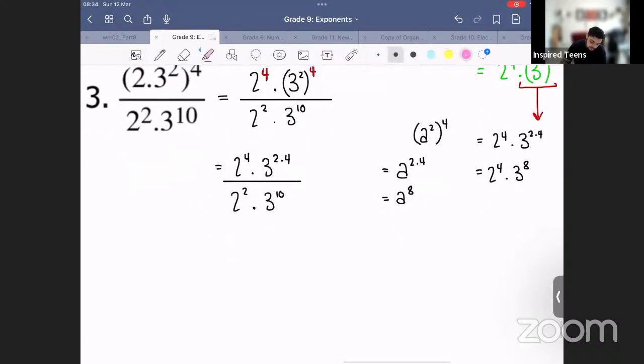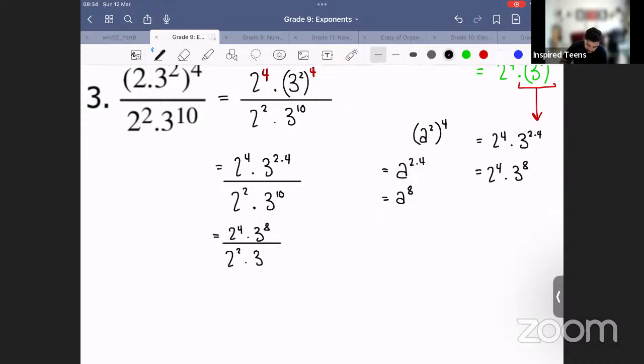Okay, then I'm going to simplify like terms. Before we do that, let's just simplify even further. This is going to become 3 to the 8 divided by 2 to the 2 times 3 to the 10. Now, how do we simplify when we have multiple different terms and variables and numbers in division or multiplication? We work with the like terms. So we're going to work with 2 as the base, and then we're going to work with 3.